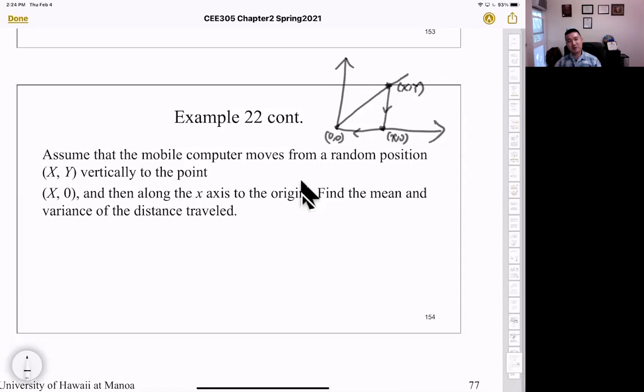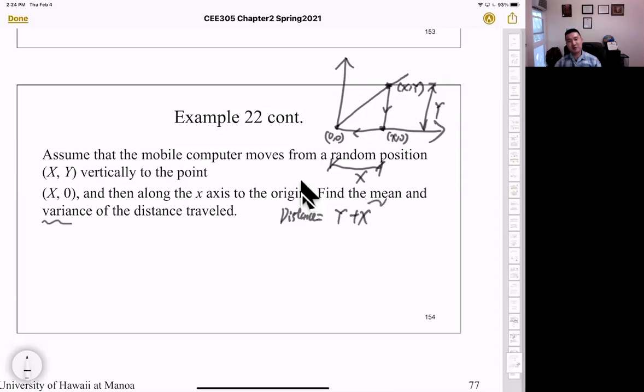All right. So the distance traveled is this part. This part is y, right? This distance is y, and then plus this distance, which is x. So the distance traveled is x plus y. Okay. So find the mean value and the variance of the distance traveled.